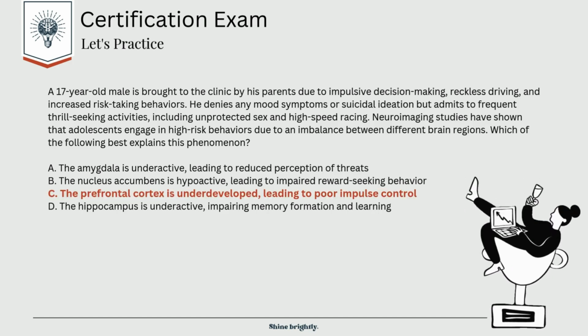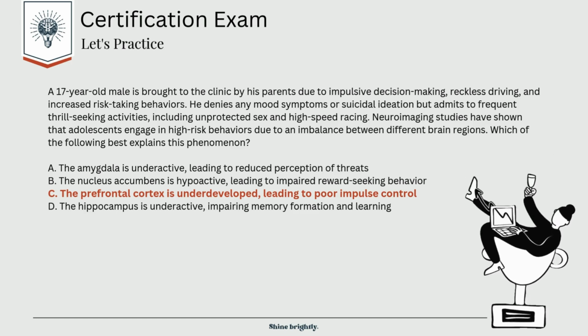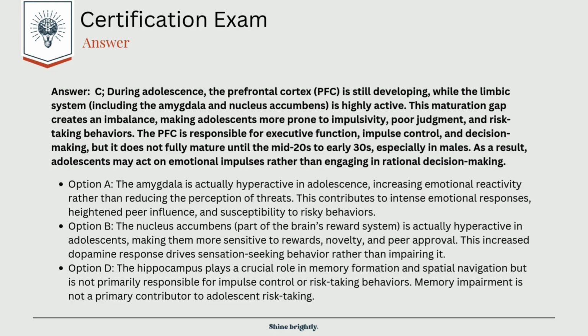All right, if you chose C, the prefrontal cortex is underdeveloped, leading to poor impulse control, you're spot on. So the prefrontal cortex, or the PFC, is responsible for impulse control, decision making, risk evaluation, and planning for the future. But during adolescence, the PFC is still developing, while the limbic system, which includes the amygdala and the nucleus accumbens, is already highly active.